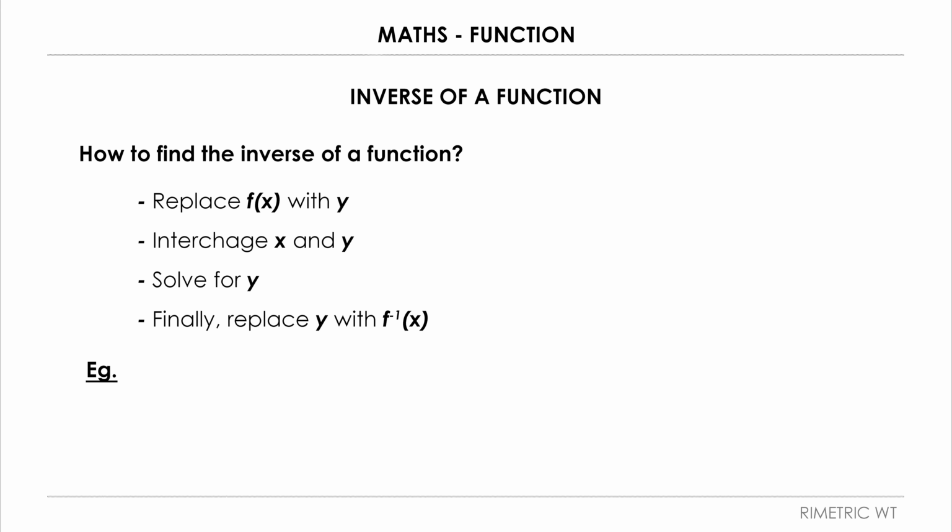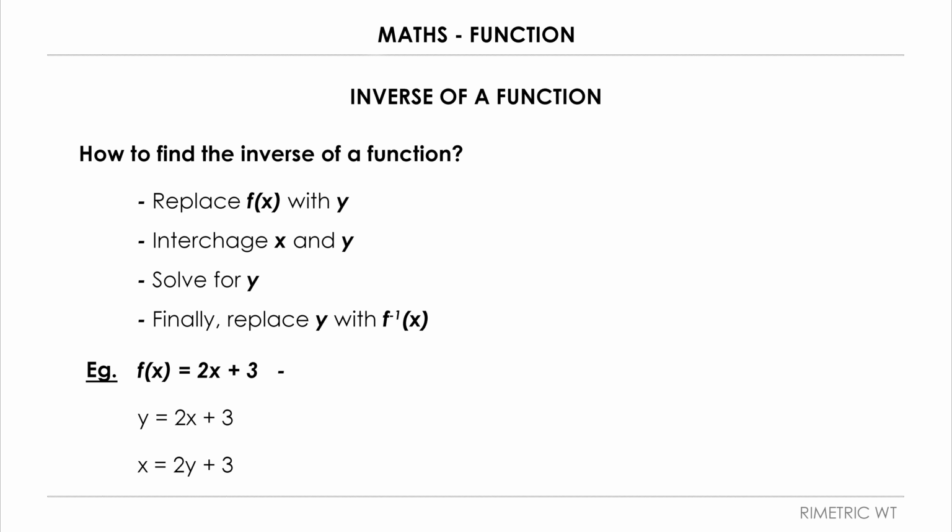Let's try a simple one. Here we have a function f of x equals 2x plus 3. We know any linear function is 1 to 1, so we can proceed with the steps. First, we write y instead of f of x, so we get y equals 2x plus 3. Then we swap x and y and get x equals 2y plus 3.